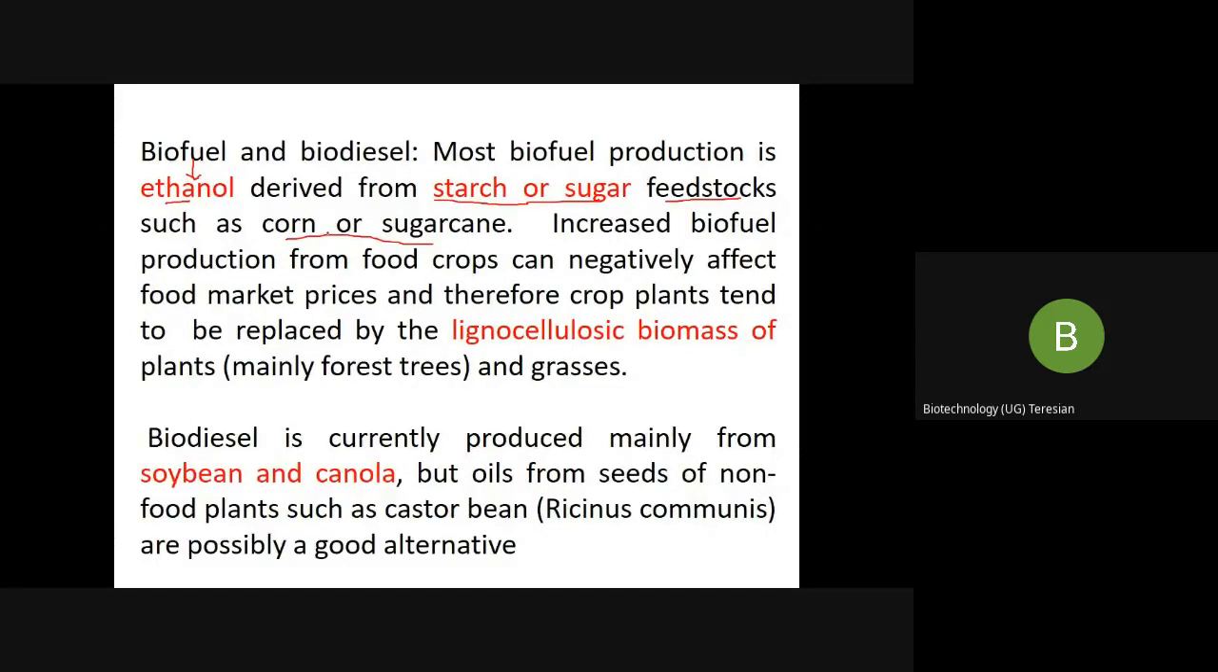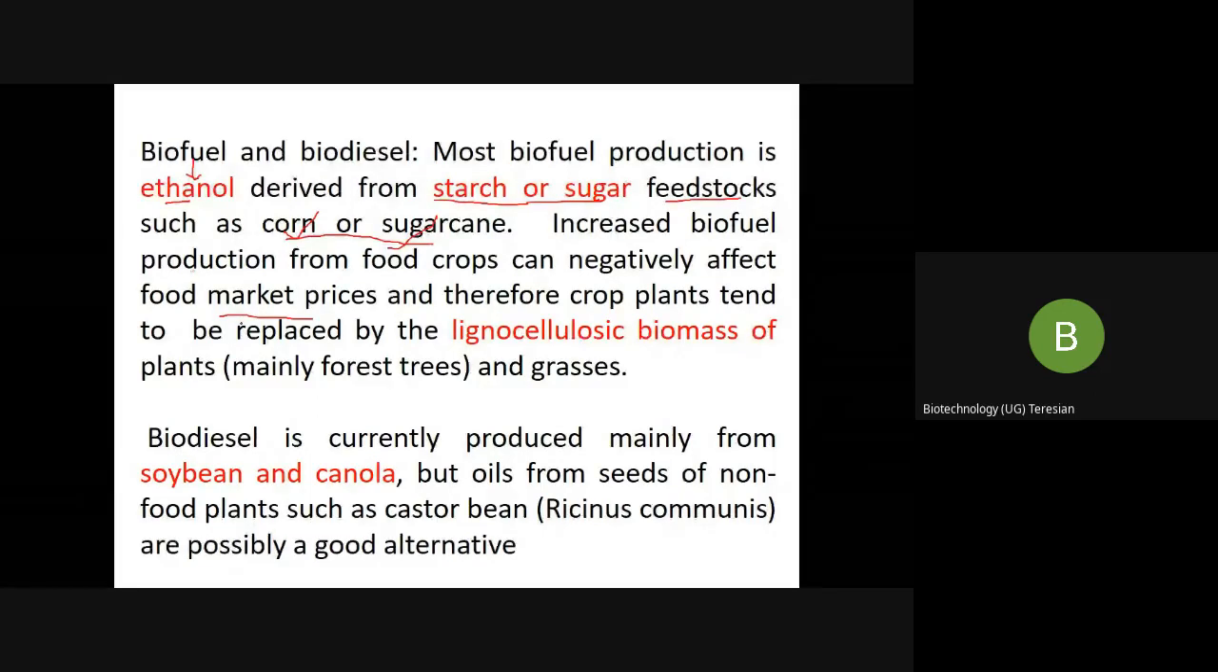But now what is happening? Increased biofuel production from food crop can negatively affect the food market prices. Why? Because this corn and sugarcane is necessary for human, for you and for me to eat. And then if you use up all this for ethanol production, what is happening? There is a tough competition between the food market and the biofuel market. So the prices will increase.